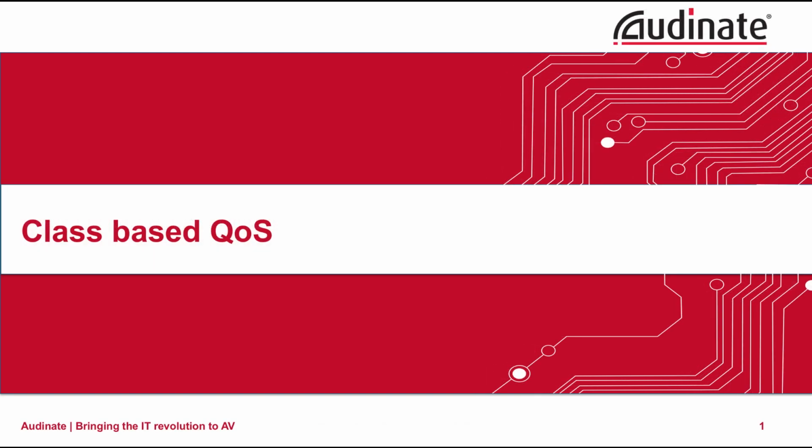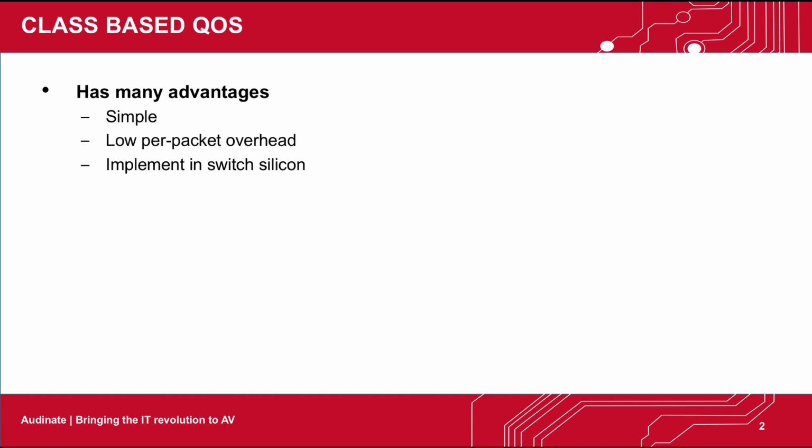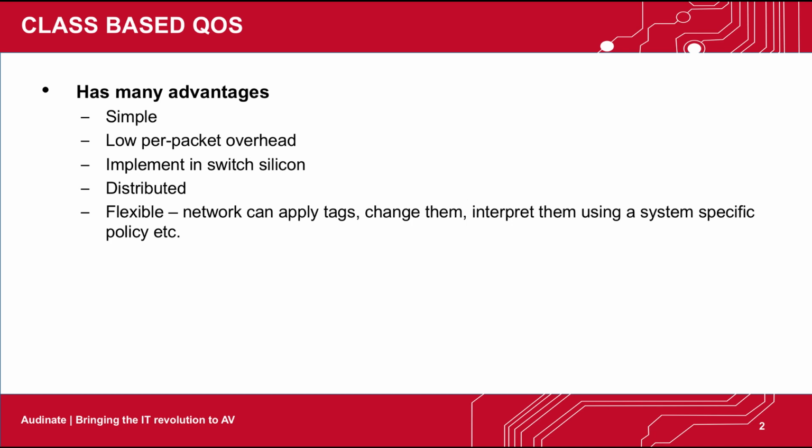In a previous module, we were introduced to the idea of different types of QoS. Let's look at class-based QoS specifically in this module. Class-based QoS has many advantages. It's simple, has low per-packet overhead, and it can be implemented in switch silicon. It's distributed and flexible, meaning the network can apply tags, change them, and interpret them using a system-specific policy. And it's very good at protecting high-priority traffic from lower priority.